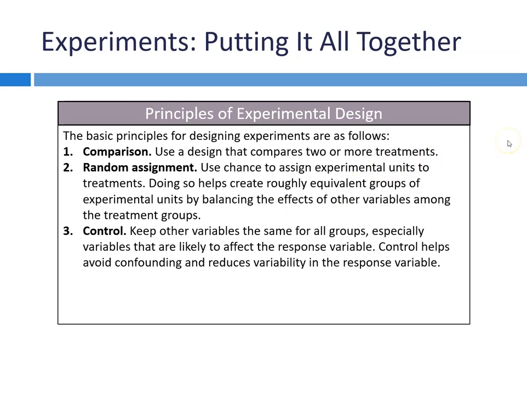Control. This is keeping other variables the same for all the groups, especially variables that are likely to affect the response variable. So if you were doing the caffeine example, right? You would want to make sure, okay, everyone's drinking the exact same amount of caffeine at the exact same time, everyone's waiting the same amount of time to take their pulse rate, etc. Like trying to control things that you can control. This helps avoid any confounding variables, and it also reduces your variability.